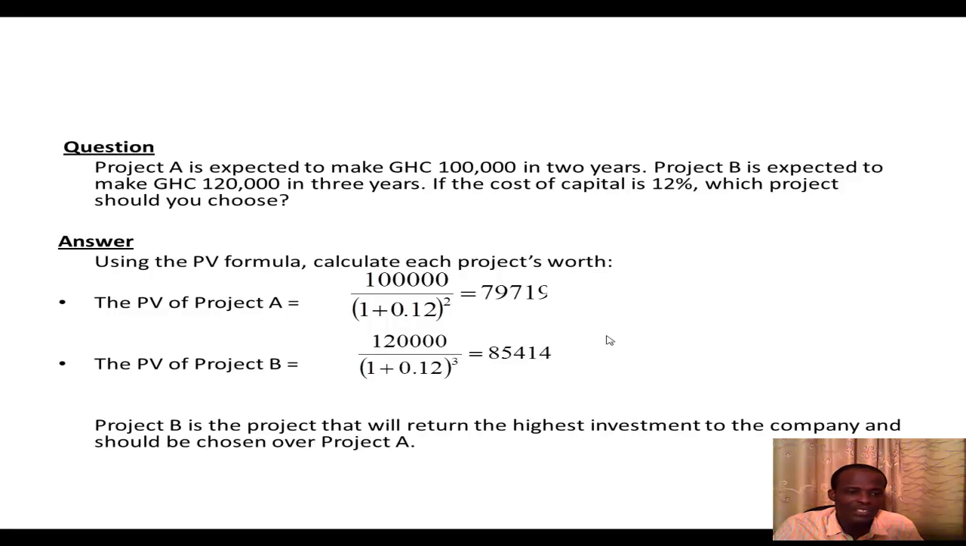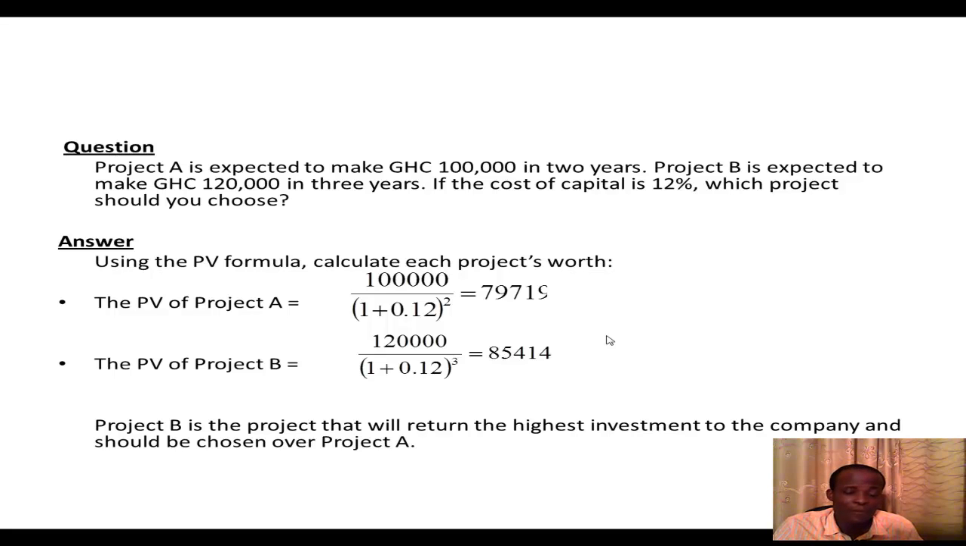Let's look at this question. Project A is expected to make 100,000 Ghana cedis in 2 years, and project B is expected to make 120,000 Ghana cedis in 3 years. And if the cost of capital is 12%, which project should you choose? So it is a typical scenario where there are two projects. One project is supposed to make 100,000 Ghana cedis in 2 years. The other project is supposed to make 120,000 Ghana cedis in 3 years. And if you assume a common cost of capital as 12%, the question is for us to calculate which of the two projects you choose.